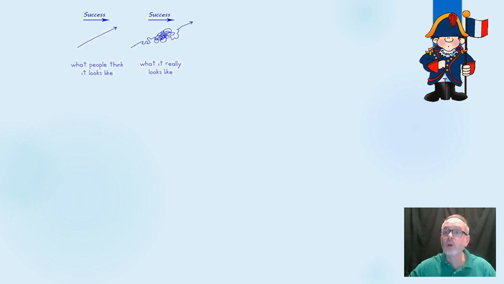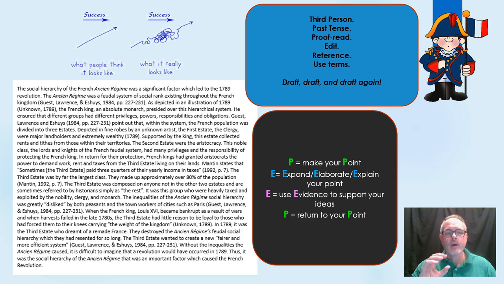Have a look at the little diagram that I keep returning to. Our paragraph. Let's have a little bit of a talk about this one here. It's the result of a process of drafting, proofreading, editing. There are certain rules of genre we've done. It's third person, it's past tense. We've edited, we've proofread, and we've followed a structure called PEEP. And I really want you to remember that.